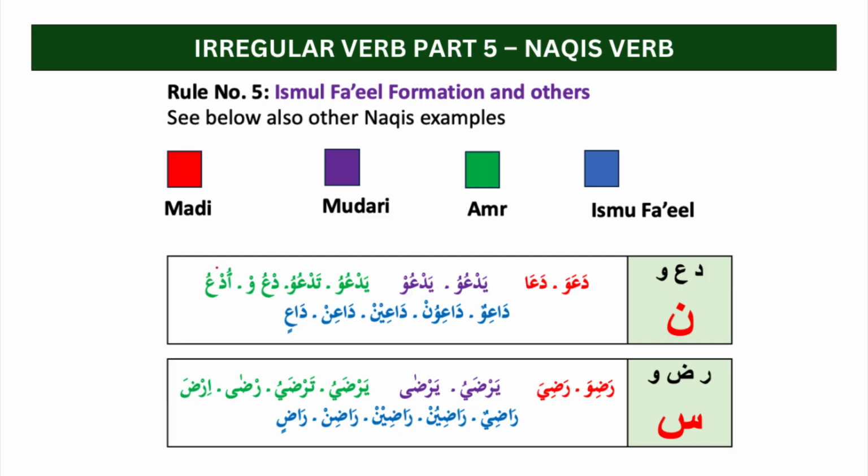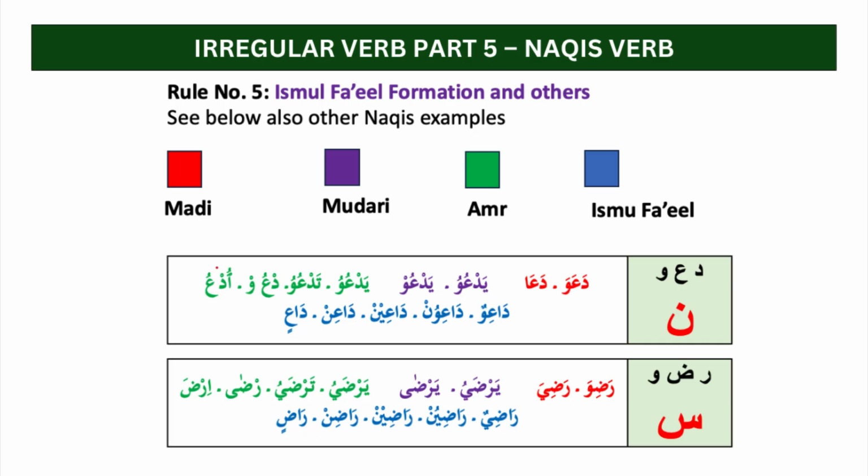Now let us go through the slide in the same order as it appears. The headings first show us the 4 forms we are studying here: Madi, Mudari, Amr, and Ismul Fa'il. So as we move through each row, we should keep watching the same route in these 4 forms and notice what changes happen. We begin with the first example, the root of da'a.